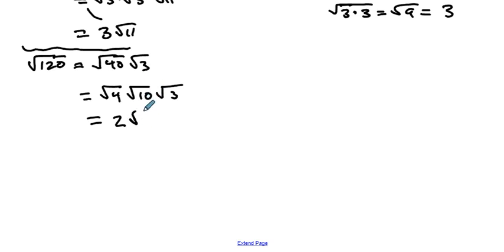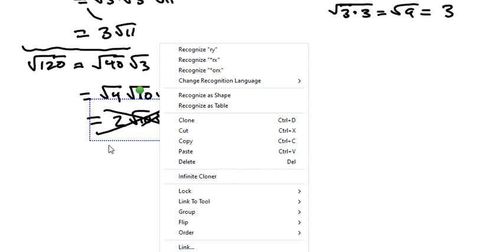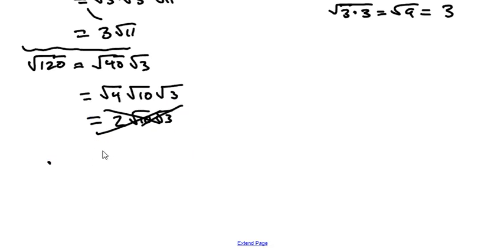So I can't leave it like this, though. That's a no-no. You can't do that, right? So what you have to do is you have to say, okay, square root of 4 is 2. And then 10 times 3. So you multiply those together. You multiply it like this, 10 times 3, and then that's going to give you 2 times the square root of 30.